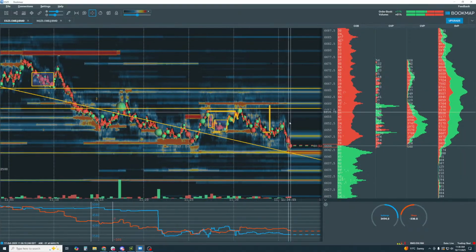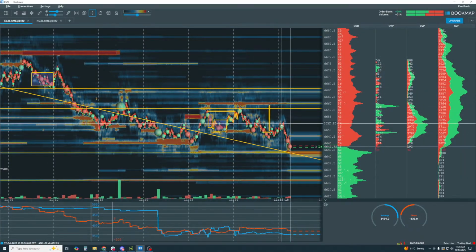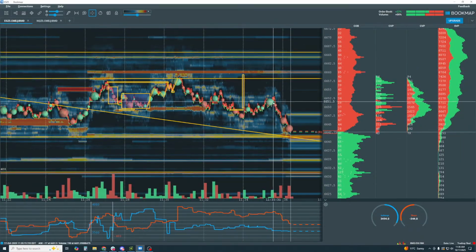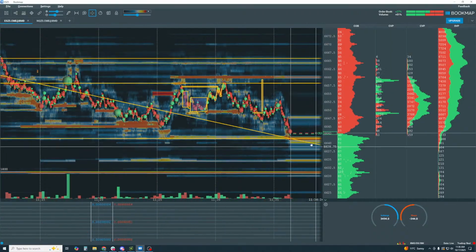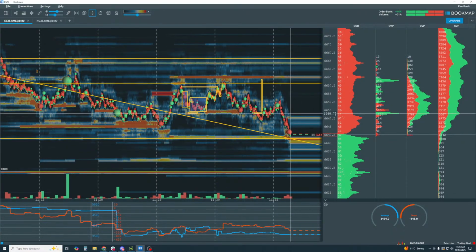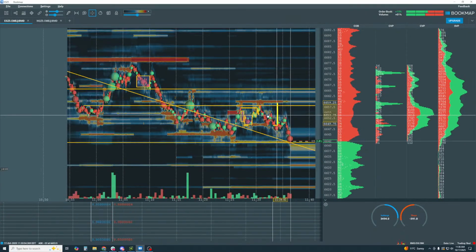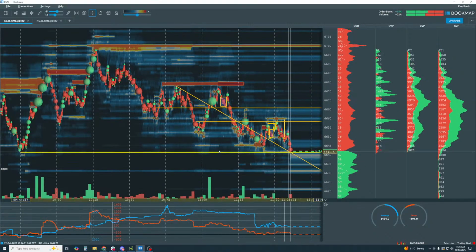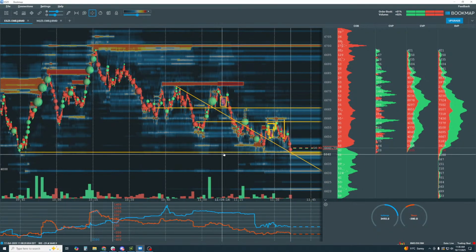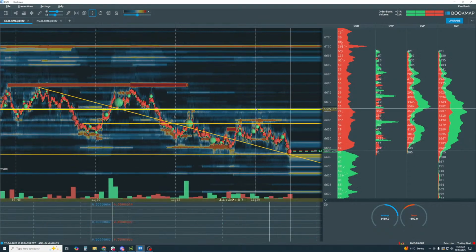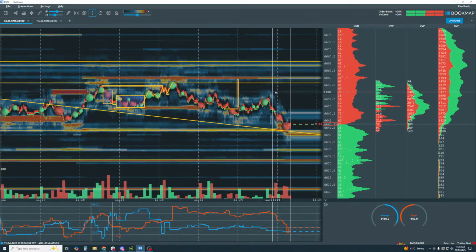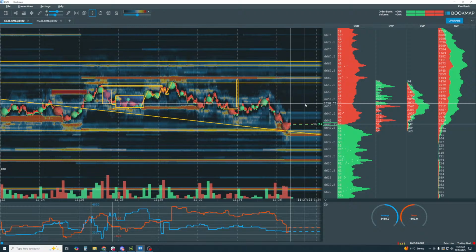Okay, so you can see we kind of squeezed up a little bit here, but nothing much, and now the sellers are back in. So we're looking for this level here. This level is starting to transact right now. This is a good level. This is the low of the cash session. So wait and watch and see.